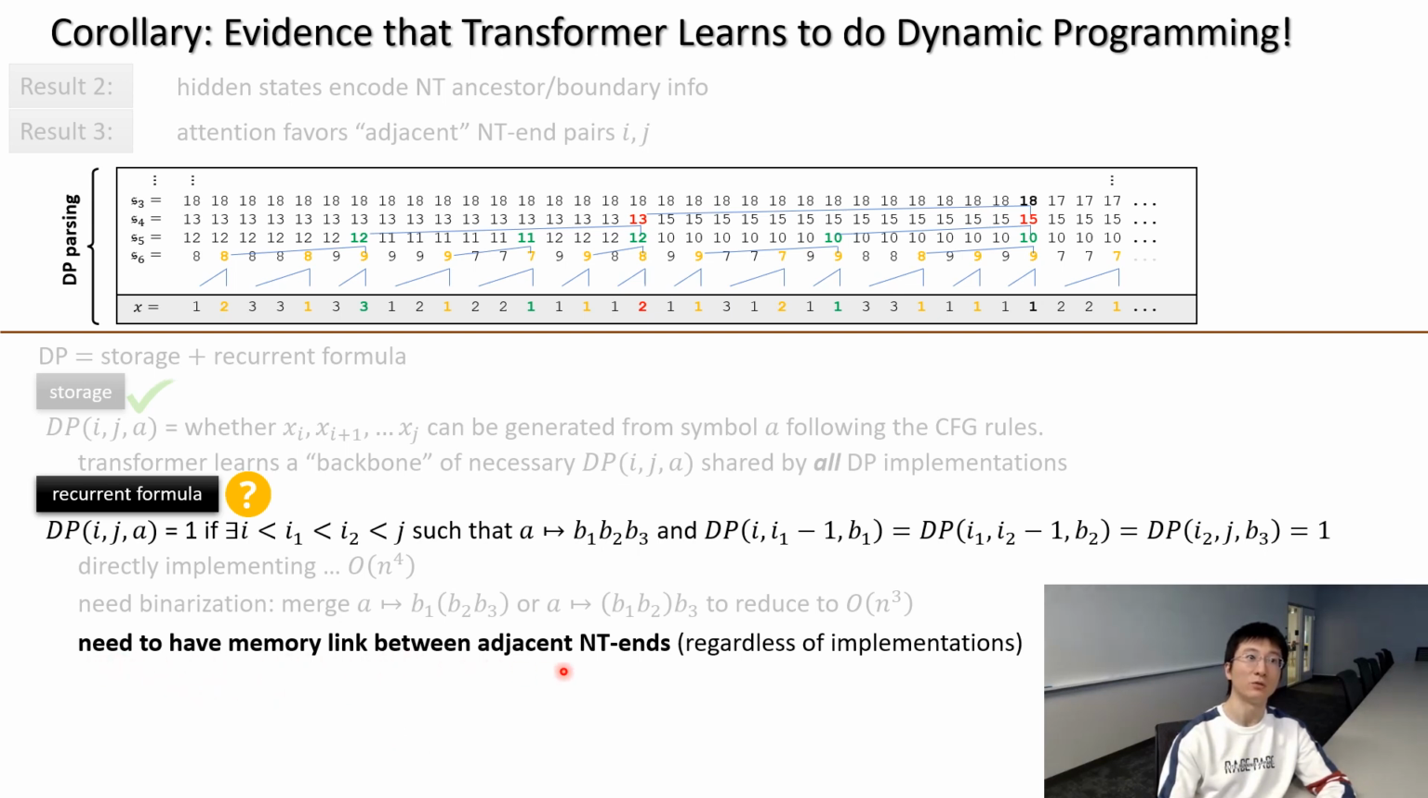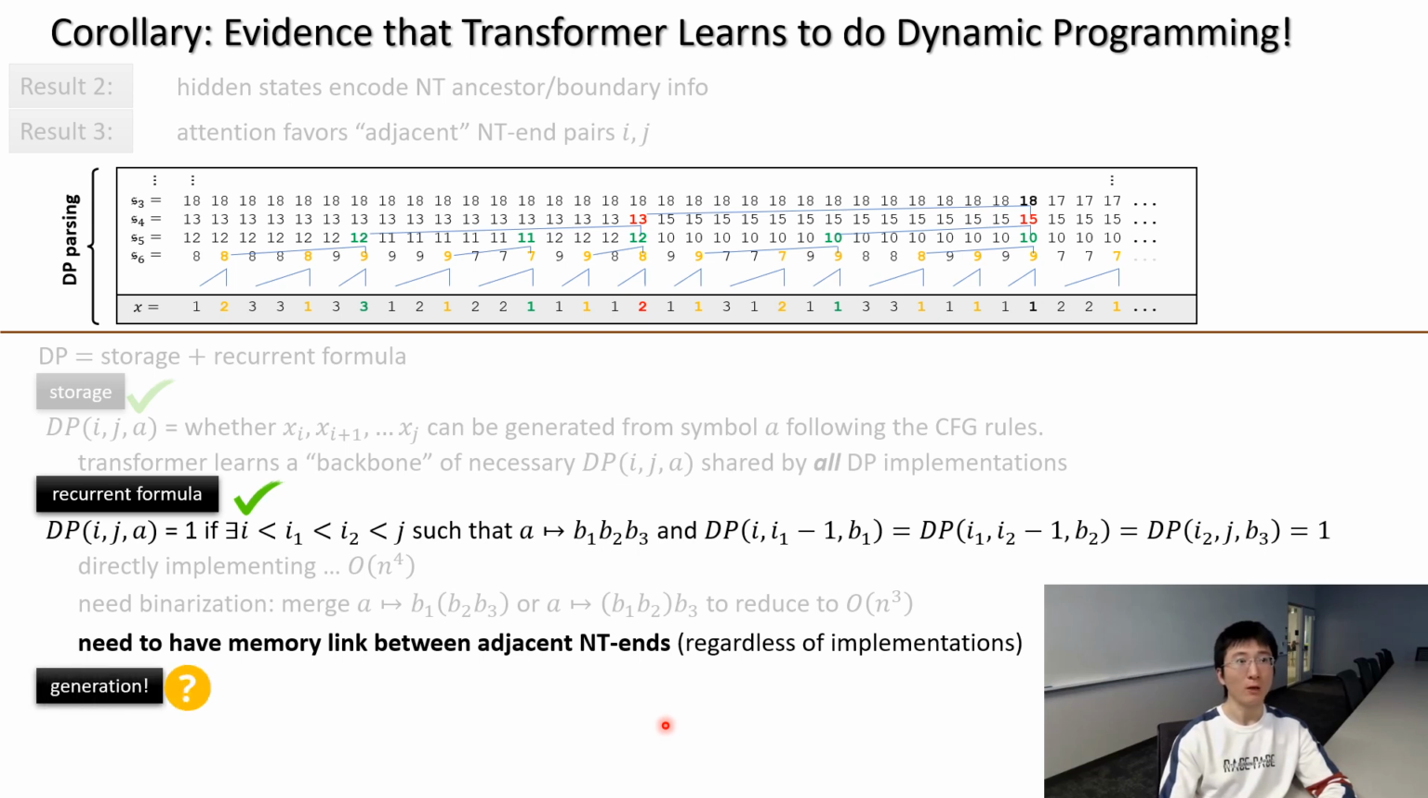So therefore, this is precisely why we checked, for instance, that the transformer in its attention pattern really prefers adjacent NT-ends. Regardless of how you implement the binarization or any other subtleties of the recurrent formula, you really have to do memory links between adjacent NT-ends regardless of the DP implementation. So this is how we try to convince you that it doesn't matter which DP implementation you use or which recurrent formula you write. There is a shared pattern that a transformer or a DP algorithm has to do: such memory links between adjacent NT-ends, and we checked that the transformer indeed has such a pattern. So that is on the recurrent formula side.